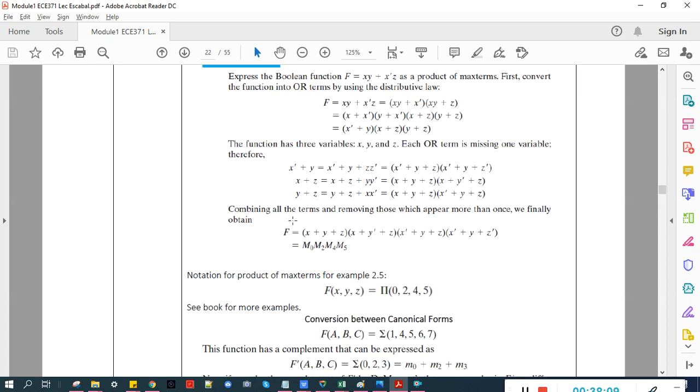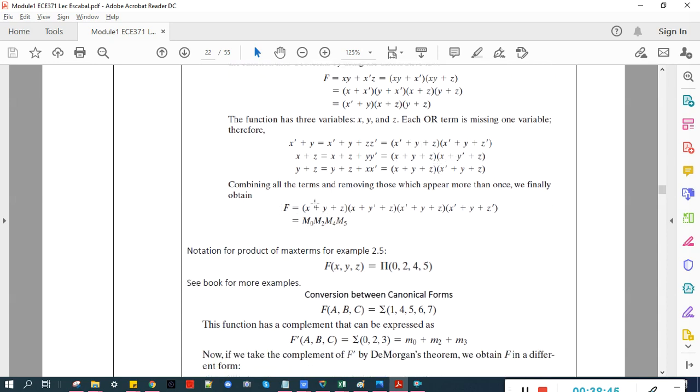Then combining all terms, what is common here? X or y or z is common, so we can remove the duplicates. What else is common? X prime or y or z is common too. So what is left is 1, 2, 3, 4. There are 4. Therefore, this is the final answer.